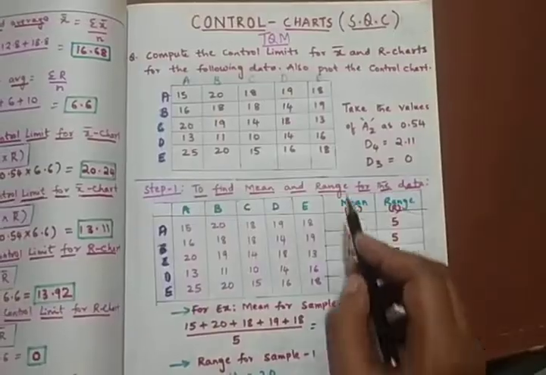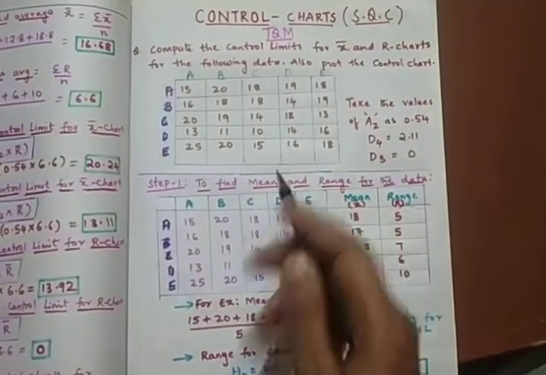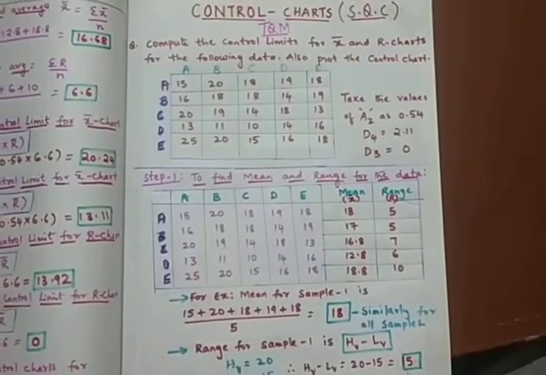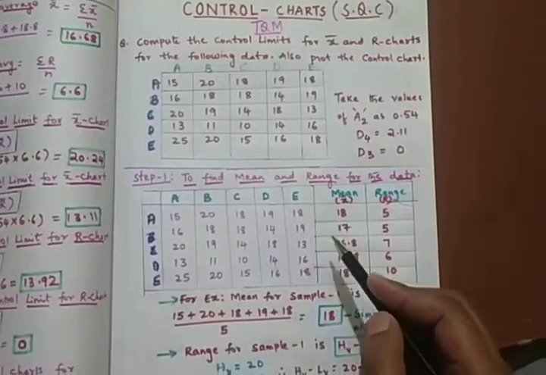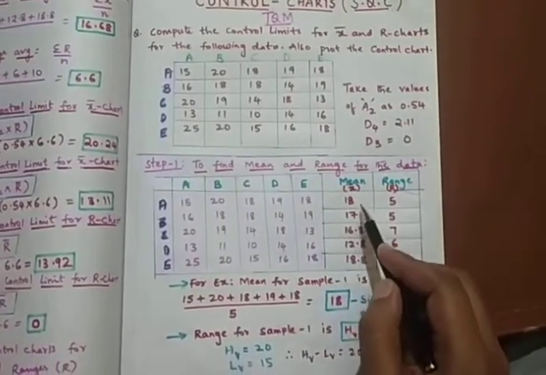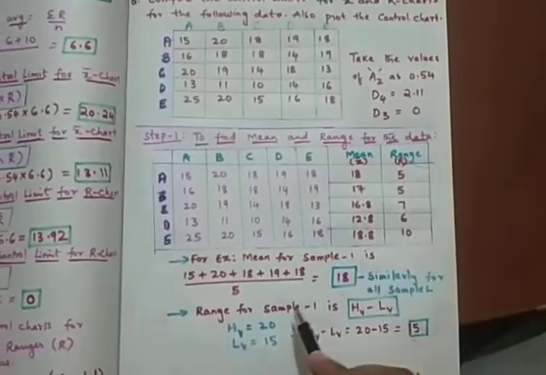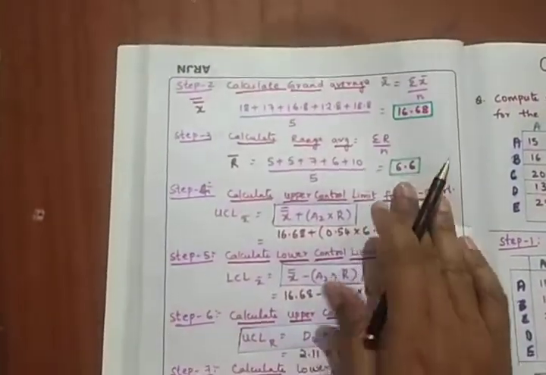The first step is to find out the mean values and range values. In some problems, mean values and range values will be directly given. If mean and range values are not directly given, then you need to calculate them by using these formulas, right? Then the second step is to calculate the grand average.